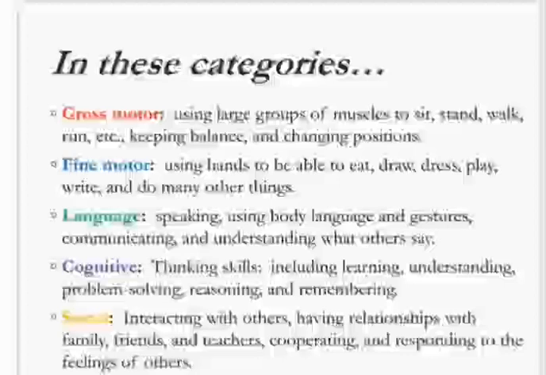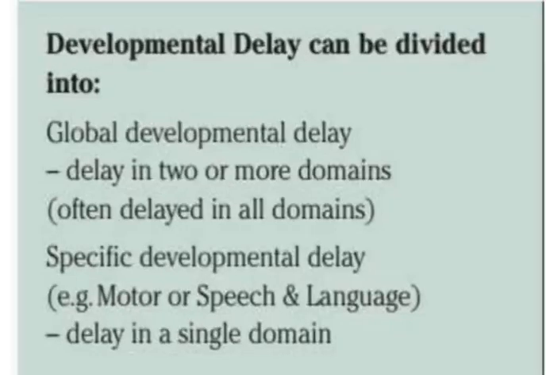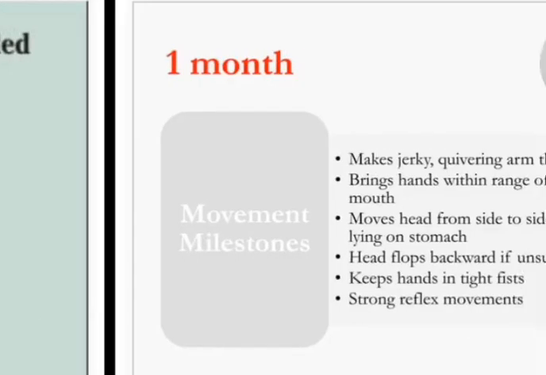Language: speaking, using body language and gestures, communicating and understanding what others say. Cognitive: thinking skills including learning, understanding, problem solving, reasoning, and remembering. Social: interacting with others, having relationships with family, friends, and teachers, cooperating and responding to the feelings of others. Global developmental delay is delay in two or more domains, often in all domains. Specific developmental delay, for example in motor or speech and language, is delay in a single domain.